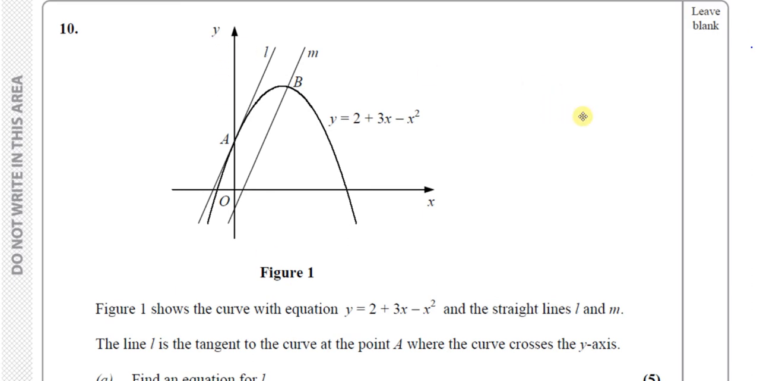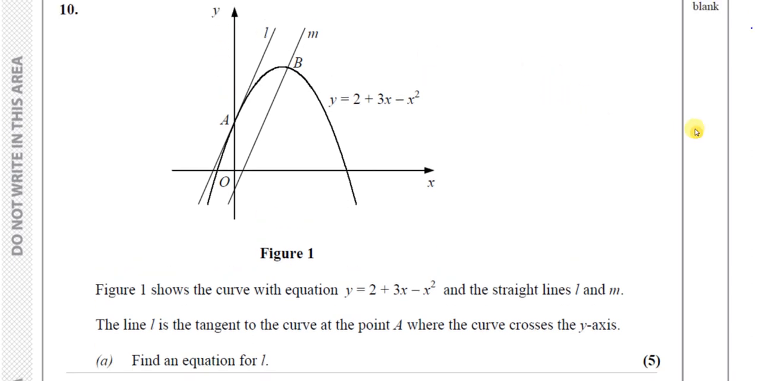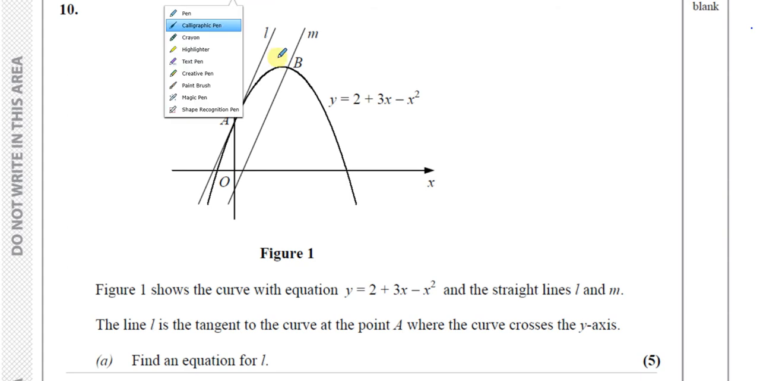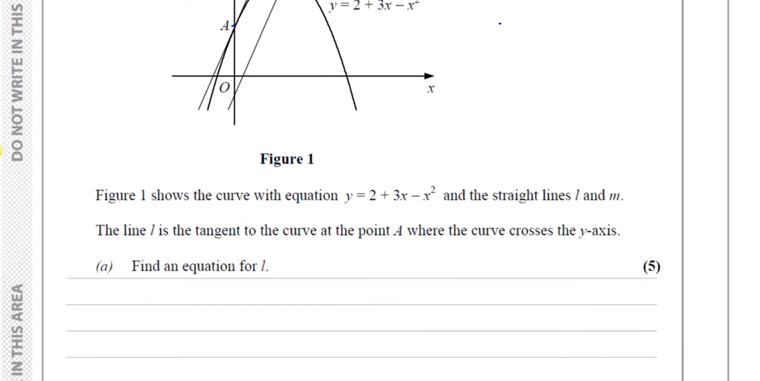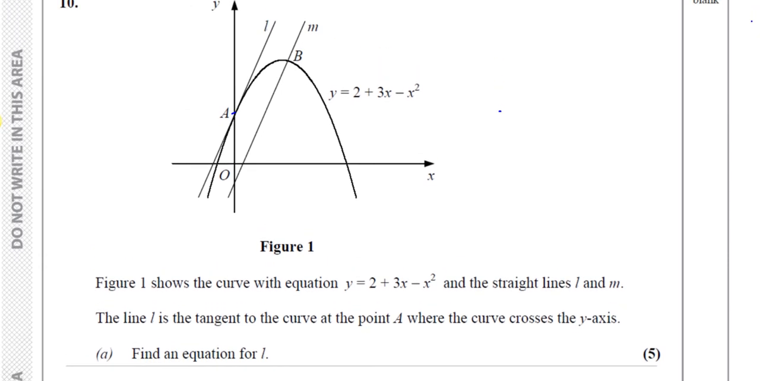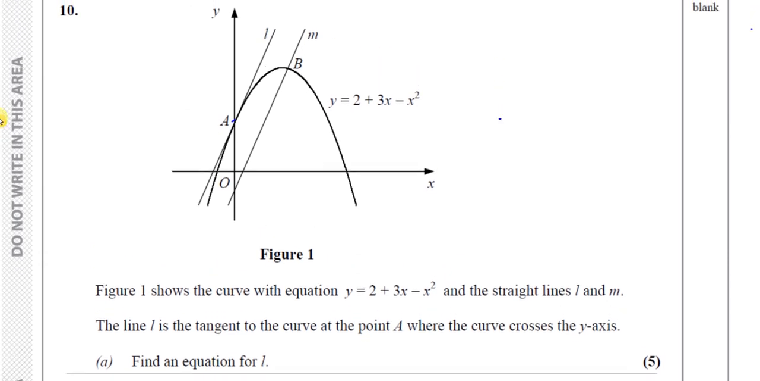Now we know that this curve crosses the y-axis at the point A, and the line is a tangent to the curve at that same point. They want us to find the equation for the tangent, the line L. The equation of a tangent is a straight line.